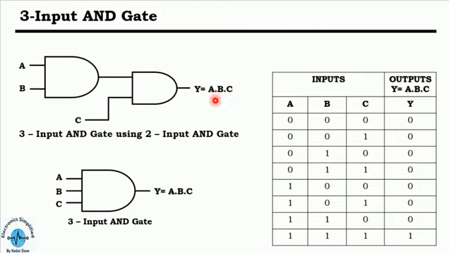Here we know that the dot operator represents the AND gate, and this will be the circuit symbol for the 3 input AND logic gate.